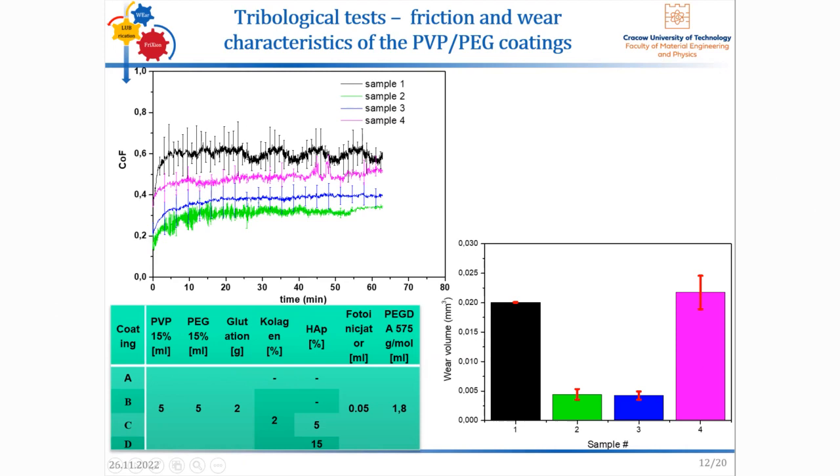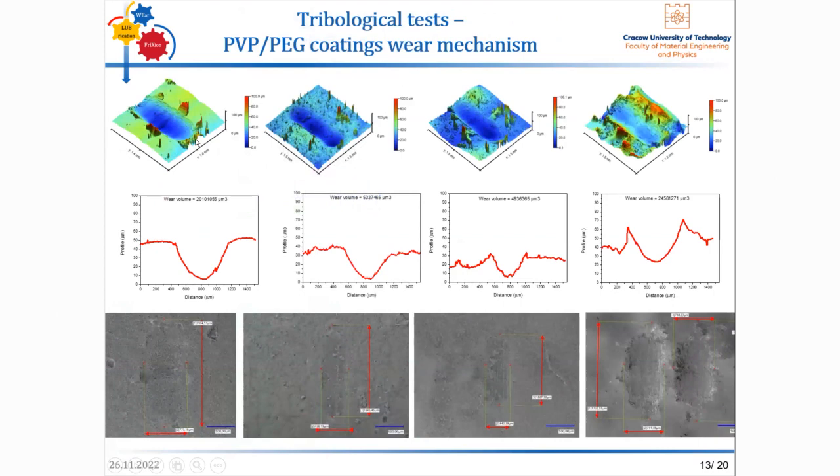Here we are showing the wear mechanism for the PFOP-PEG, and we can see a very smooth wear track but very high wear volume for the pure polymer matrix. When we add hydroxyapatite and collagen we have a much lower wear volume, especially for the sample that contains 5% of hydroxyapatite and collagen. When we have a lot of hydroxyapatite, we have a very big wear track and a very rough surface, because the particles of hydroxyapatite worsen the wear.